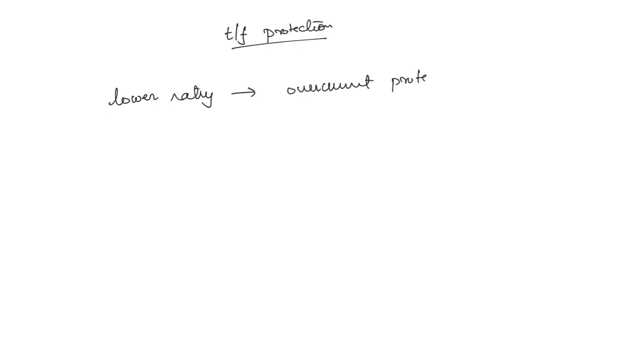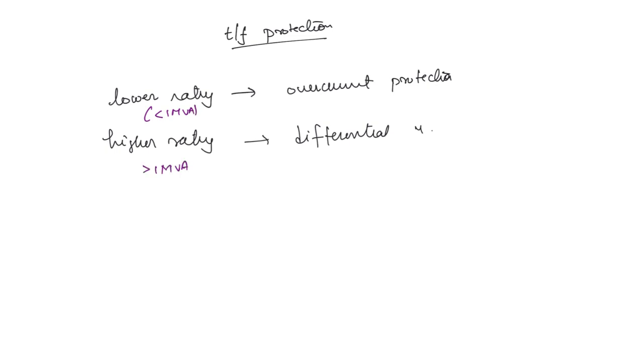Next we will discuss the protection of transformer. For lower rating transformers, usually overcurrent relay is sufficient. For higher rating, differential protection is used. So here overcurrent protection, and for higher rating, differential protection scheme is used. Lower rating implies that it should be less than 1 MVA. High rating is greater than 1 MVA.